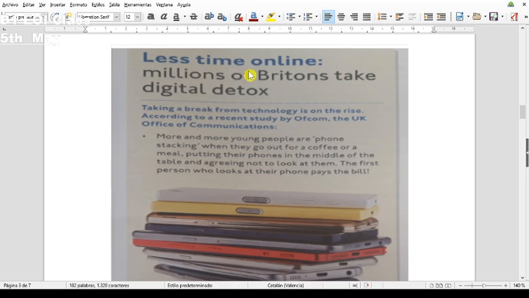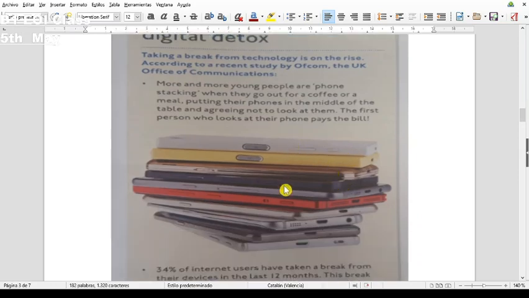This time online, millions of Britons take digital detox. Taking a break from technology is on the rise. According to a recent study by Ofcom, the UK Office of Communications, more and more young people are phone stalking. When they go out for a coffee or a meal, putting their phones in the middle of the table and agreeing not to look at them. The first person who looks at their phone pays the bill. Well, here this is phone stalking.